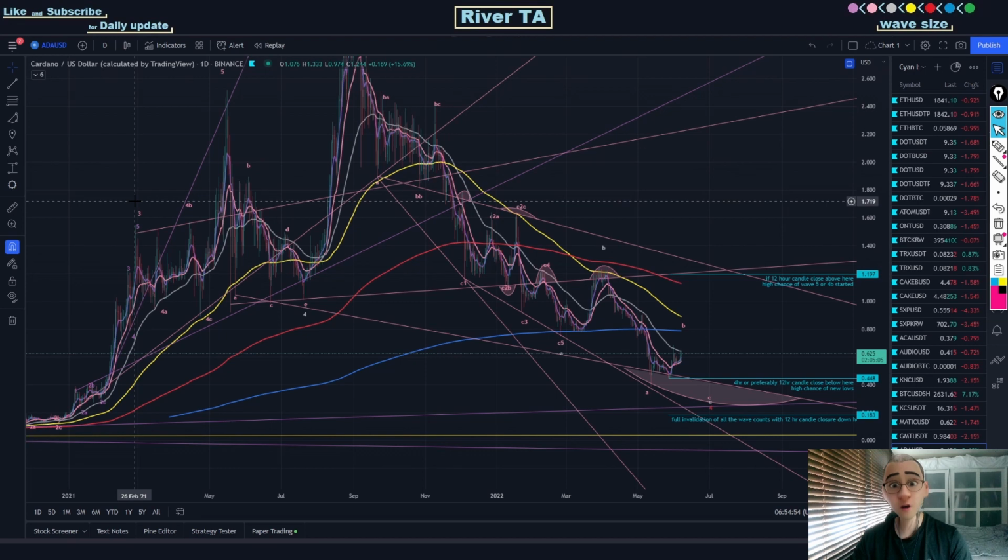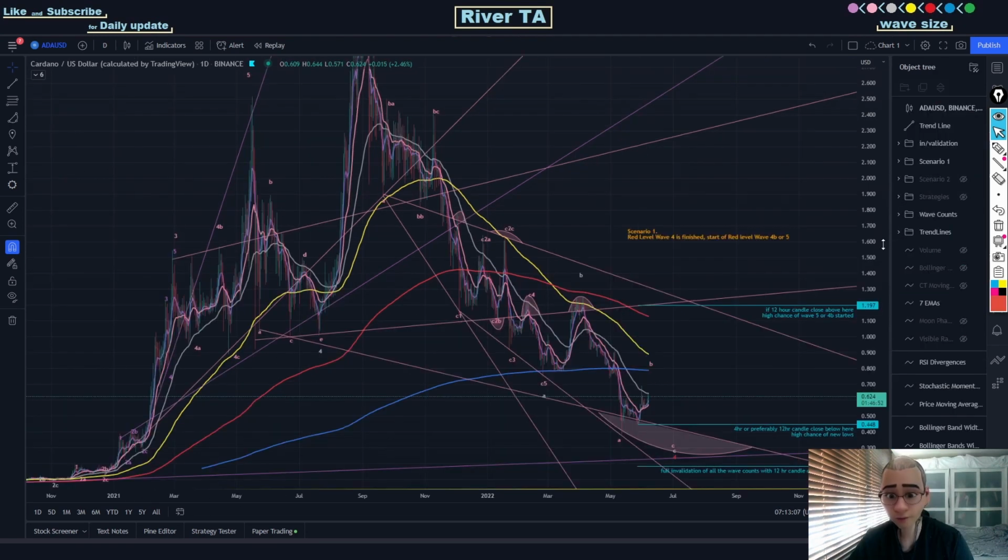So considering all the wave counts and the indicators that we've discussed so far, let's come up with some scenarios and the strategies according to those scenarios. So the first scenario is that red level wave 4 is finished over here, and we have already started red level wave 4B or red level wave 5. So if I draw, red level wave 4 is finished over here, and we have already started on making red level wave 4B or red level wave 5.